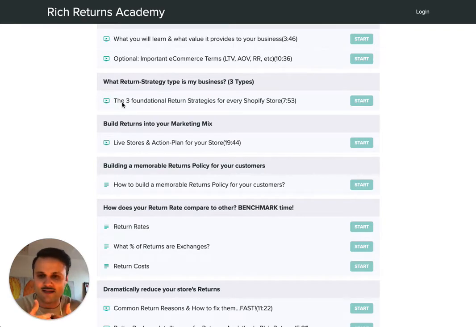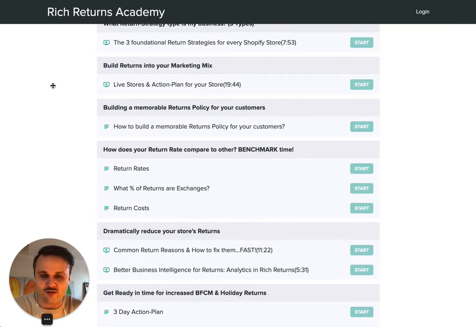And it all has influence on how you integrate this into your store, into your marketing mix, into your different channels. So it's super important for your business to determine what return strategy type you are. We'll then go into building a memorable returns policy for your customers. Obviously you have some legal requirements in certain countries, but it's also important that you write a returns policy that is easy for your customers to remember. And so we're going to give a lot of pointers and a concrete returns template that you can use.